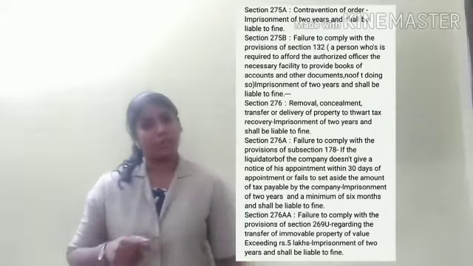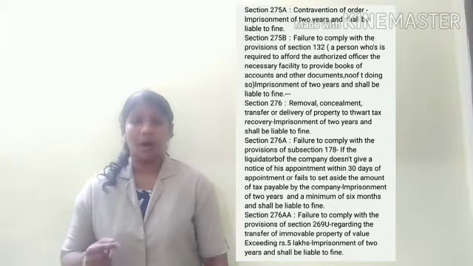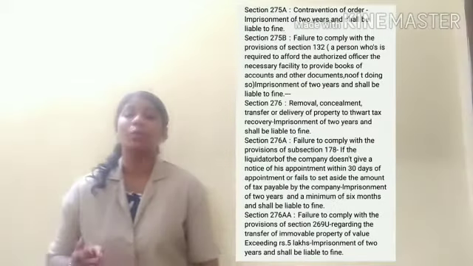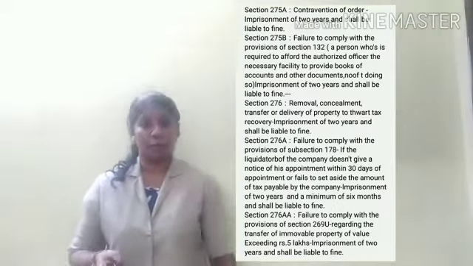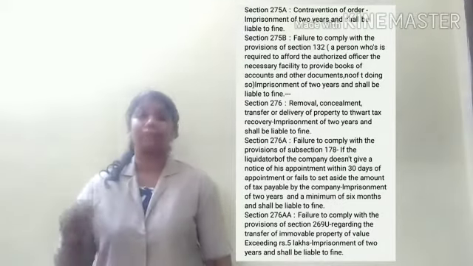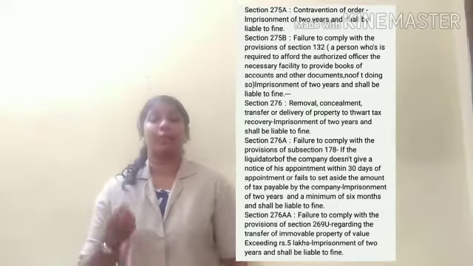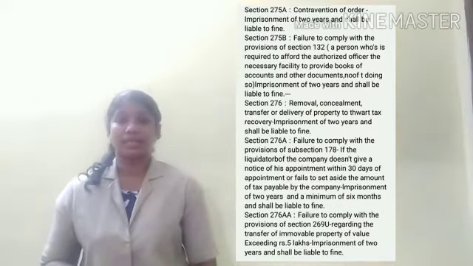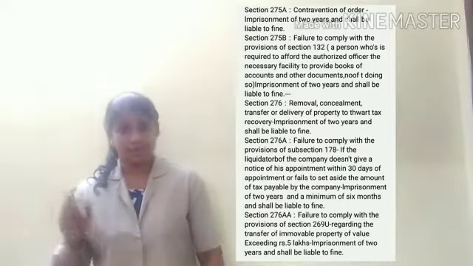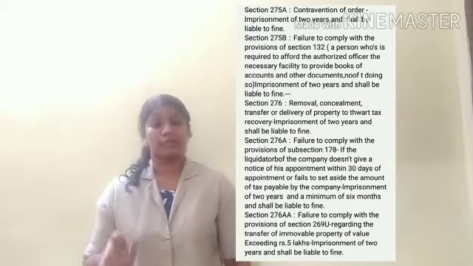Okay, that is the fifth one. So the first one is contravention of orders. The second one is failure to comply with the provisions under section 132. The third one is removal or concealment of property in order to thwart tax recovery. The fourth one is failure to comply with the provisions under section 178, then failure to comply with the provisions under section 269U. That is what we discussed today, which is defined under section 275A, 275B, 276, 276A and 276B.